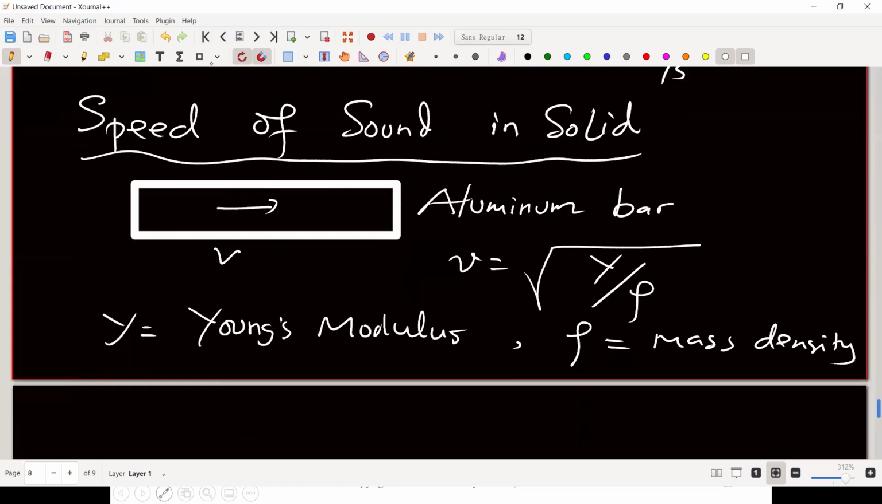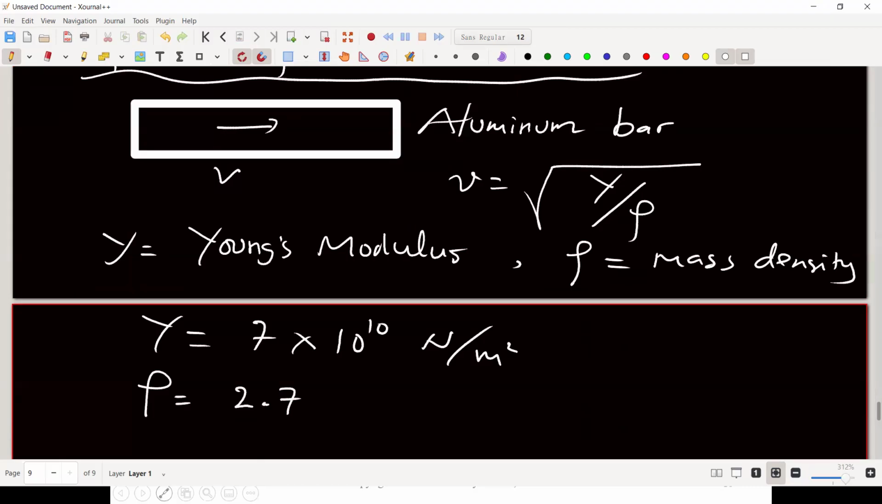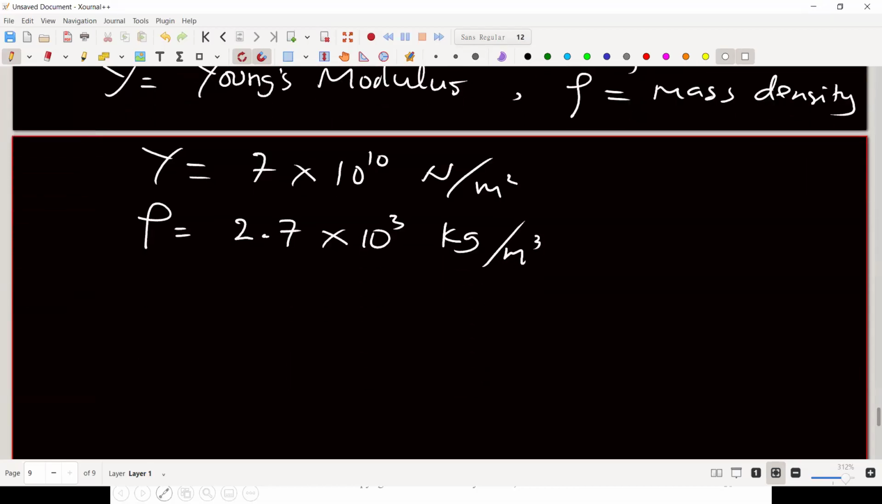Okay, so for example, for an aluminum bar, we know that the Young modulus is around 7 times 10 power 9 Newton per meter square. And then rho of aluminum is 2.7 times 10 power 3 kilograms per meter cubic. So we can calculate the velocity of sound, or speed of sound, in aluminum.